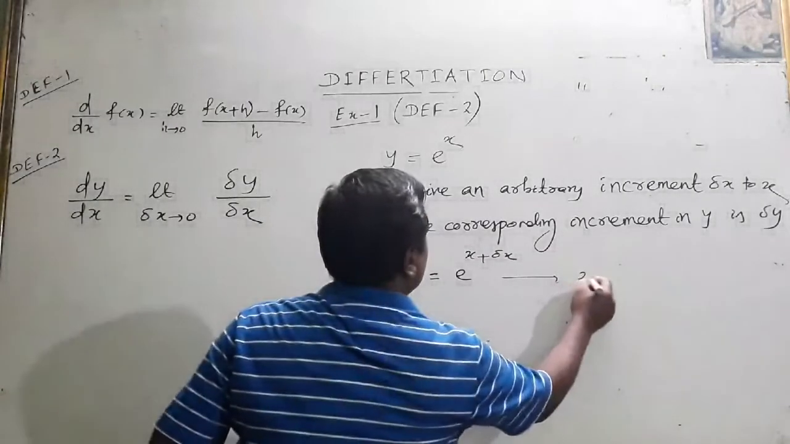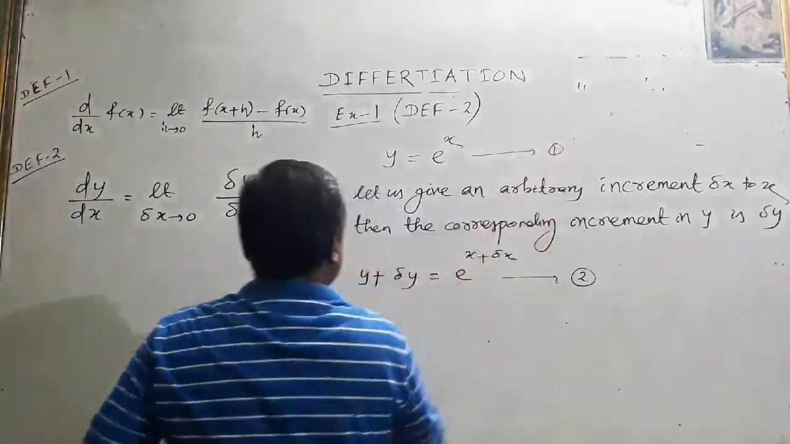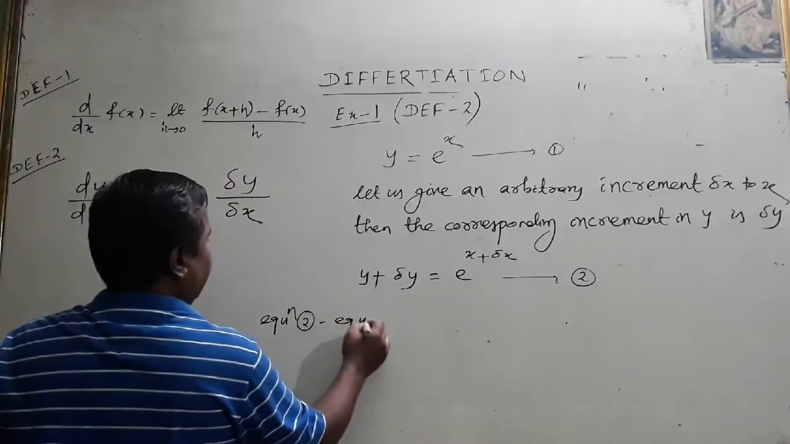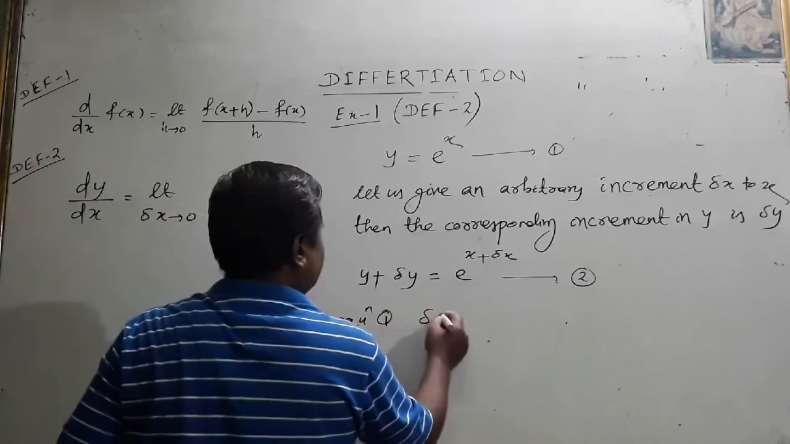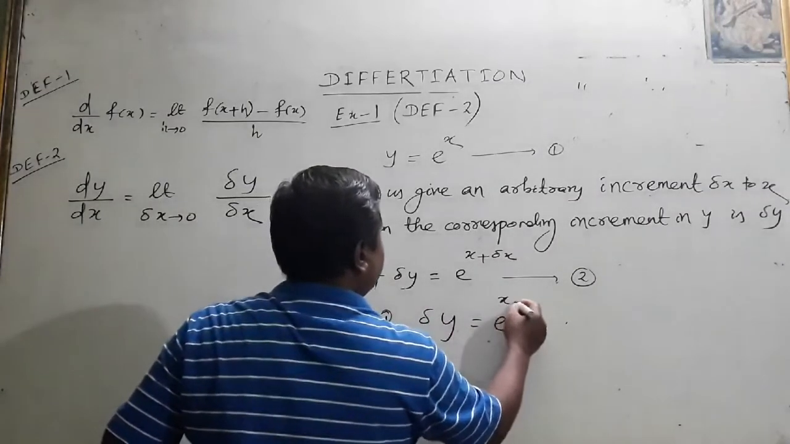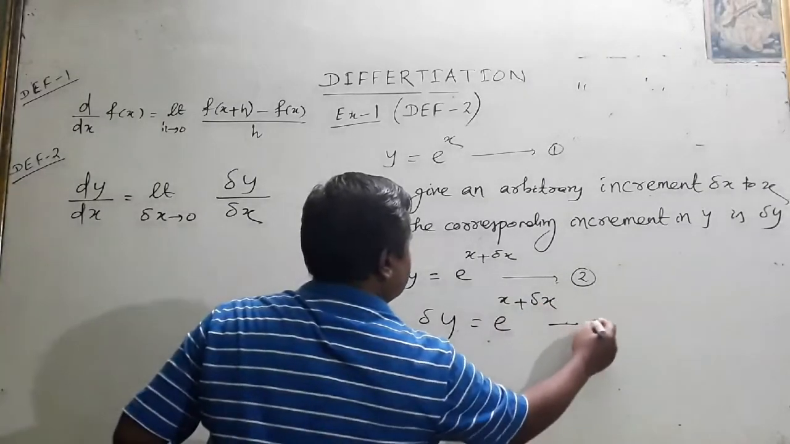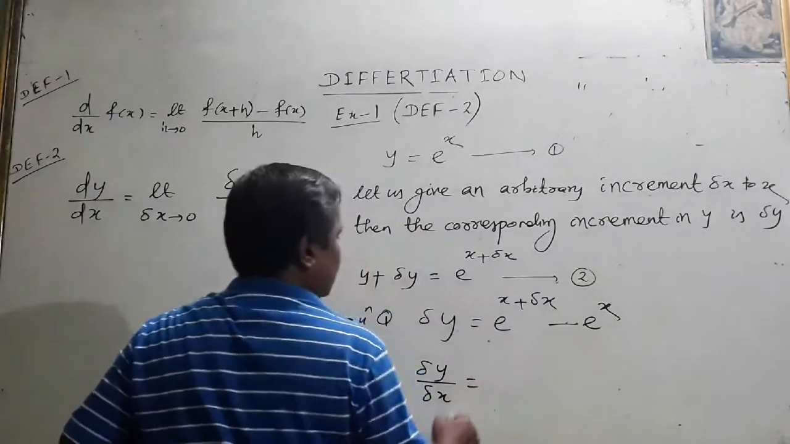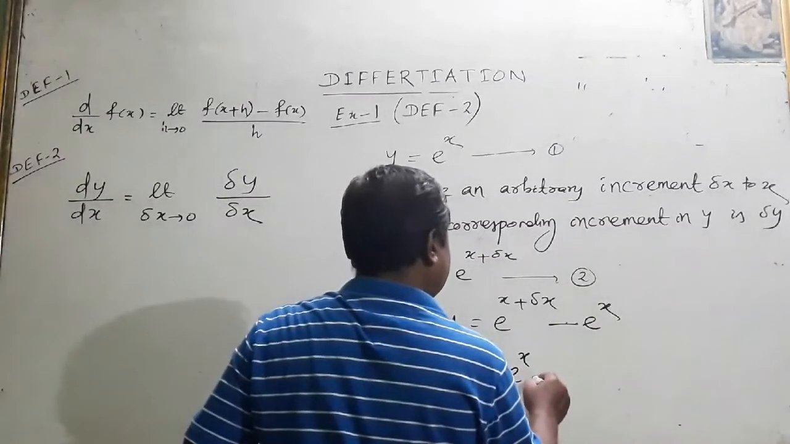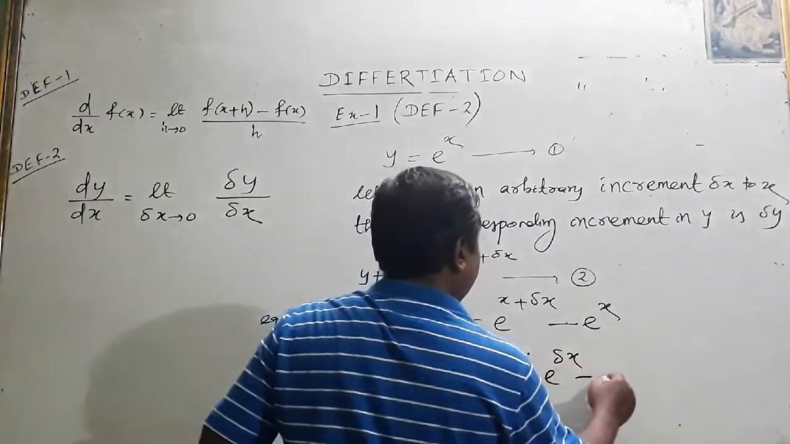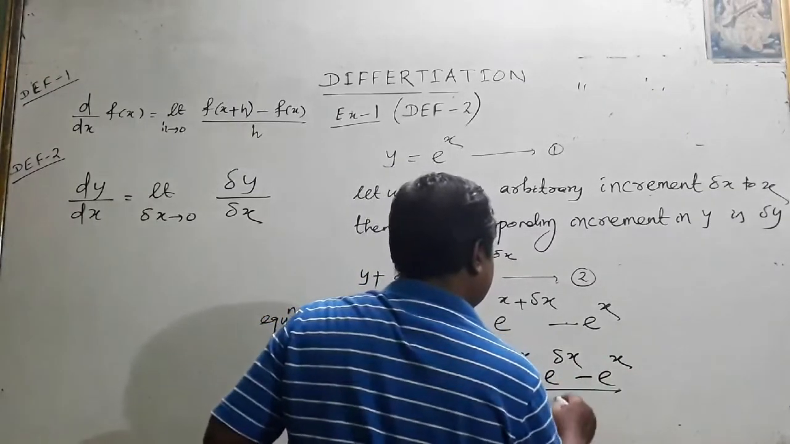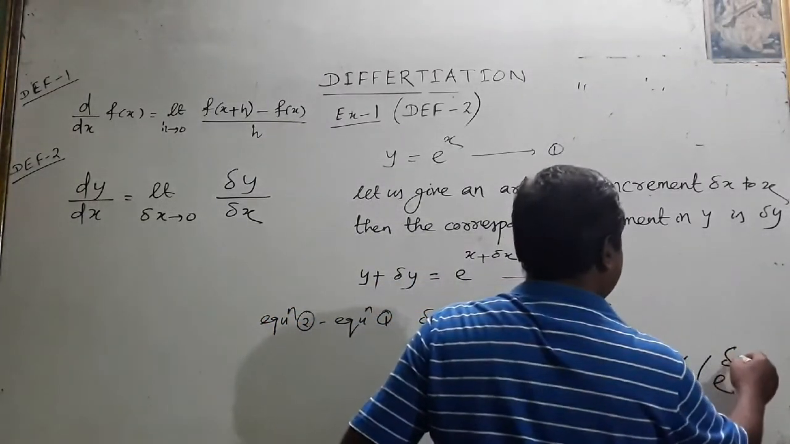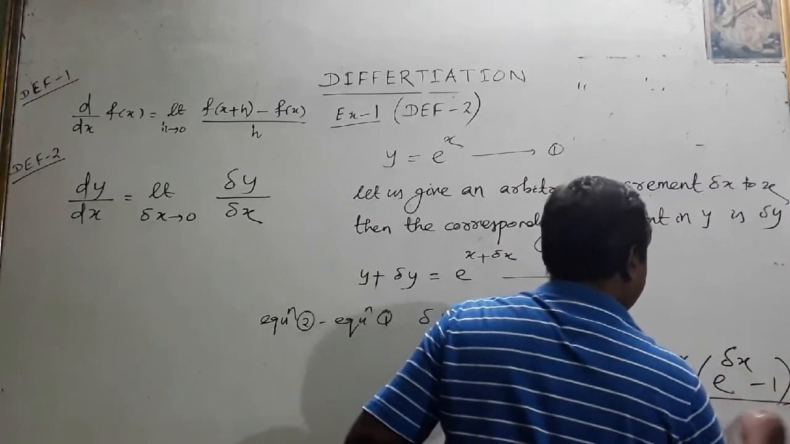Now subtracting equation 1 from equation 2, it becomes delta y is equal to e to the power x plus delta x minus e to the power x. So delta y by delta x is equal to e to the power x into e to the power delta x minus e to the power x by delta x. So taking common e to the power x, it becomes e to the power delta x minus 1 by delta x.